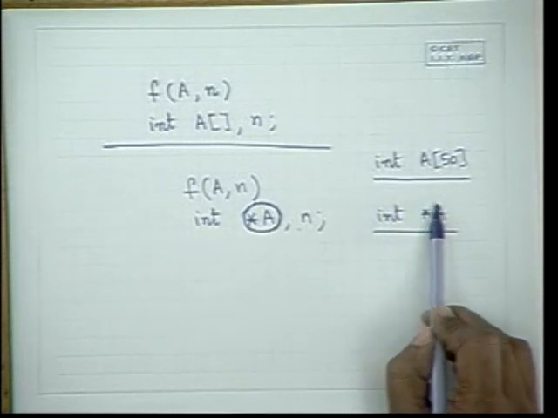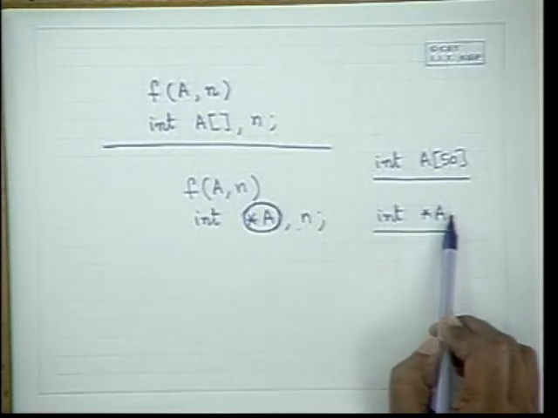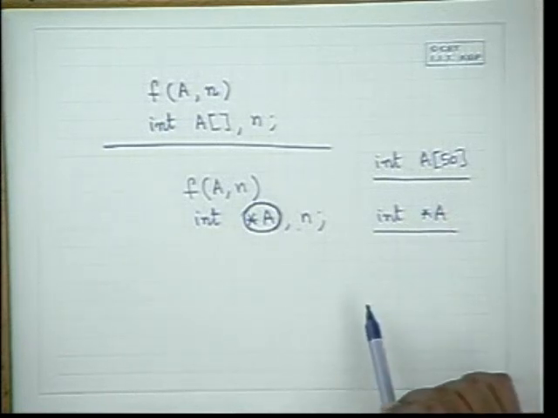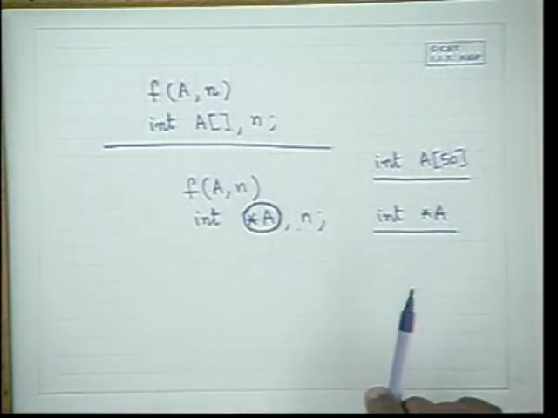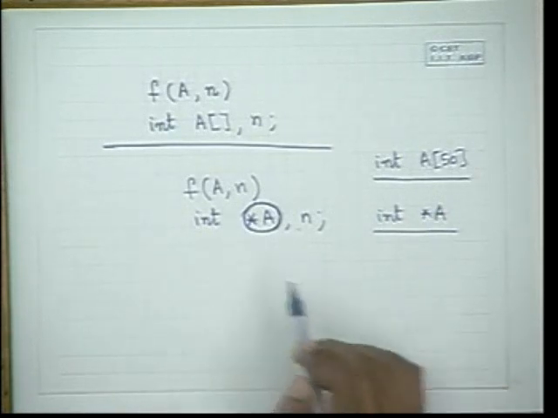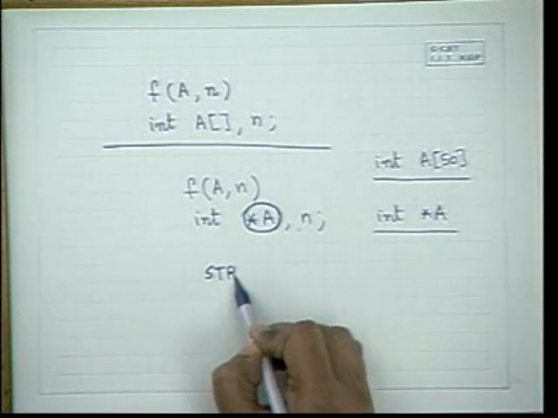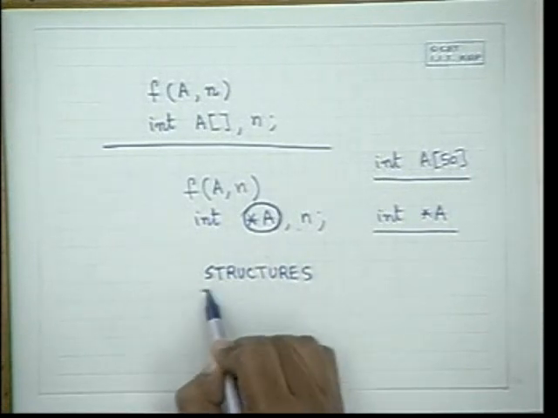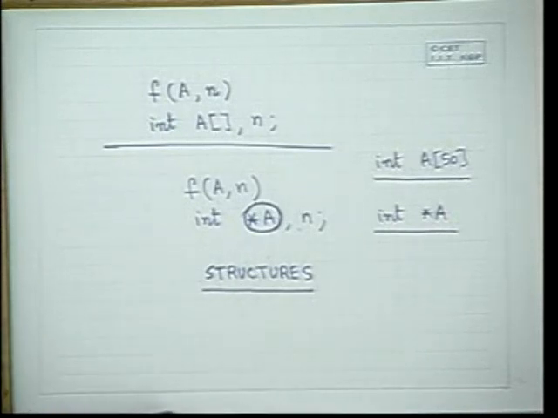And then if you want to allocate 50, 30, 40, 60 elements, then you will have to do dynamic allocation. And we will come to dynamic allocation a bit later on. But before that, we will move on to structures. So next day, we will study structures in C.